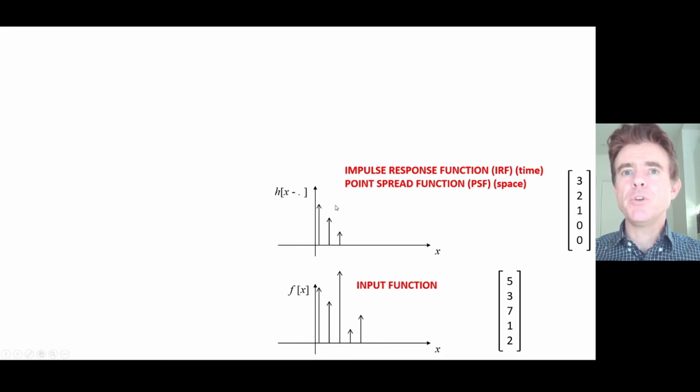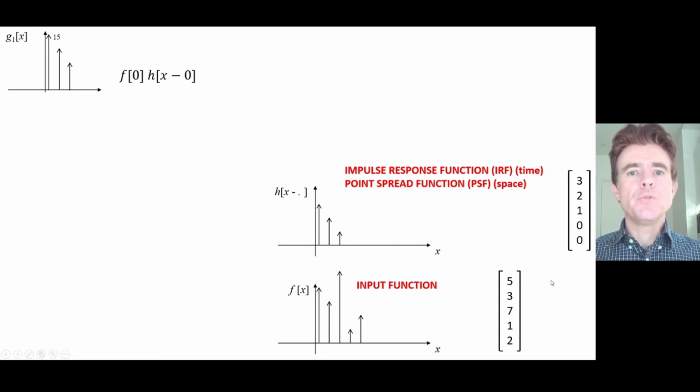I'm only using a very small function here, just example values of 3, 2, and 1, and then zeros elsewhere. So for convenience, I'm just placing that also into a 5-element vector, 3, 2, 1, 0, 0. The task I'm going to demonstrate over these next 2 slides is how to convolve this 5-point input function with this 3-point response function.